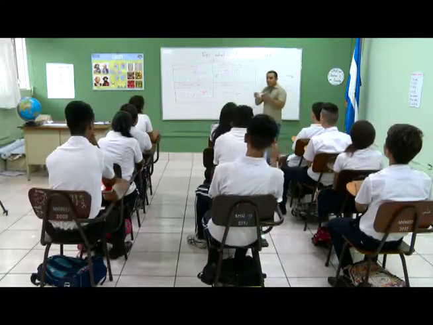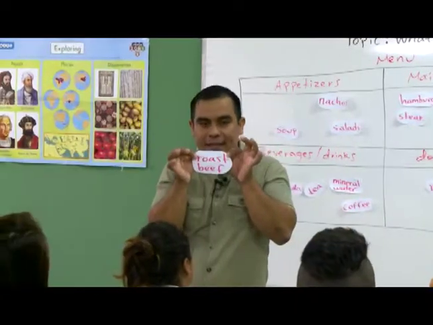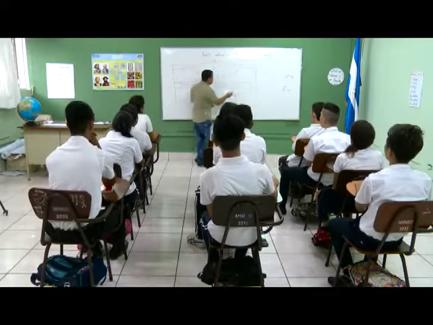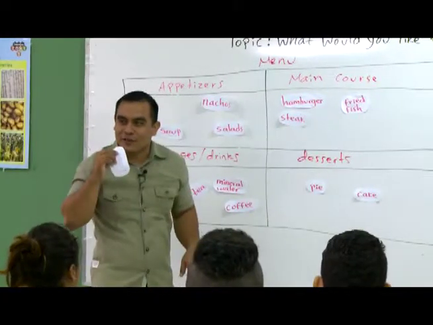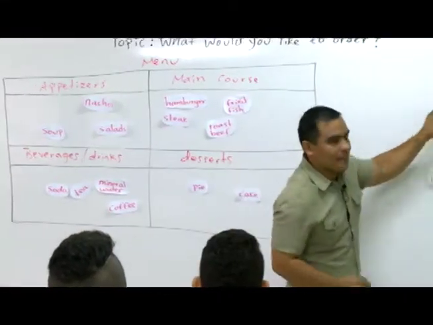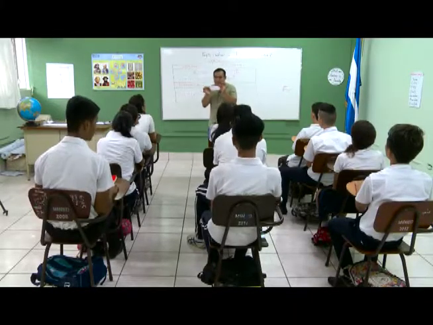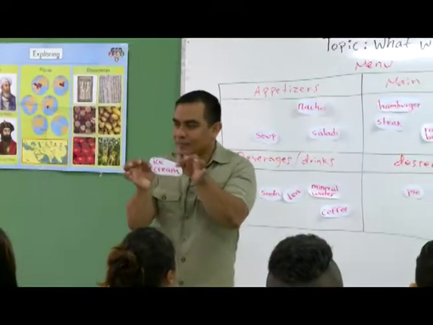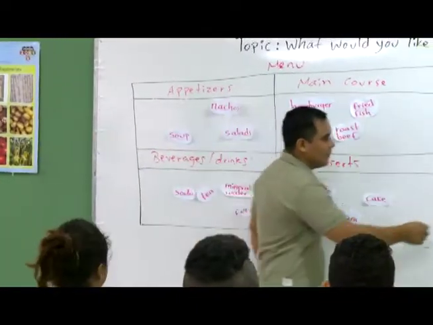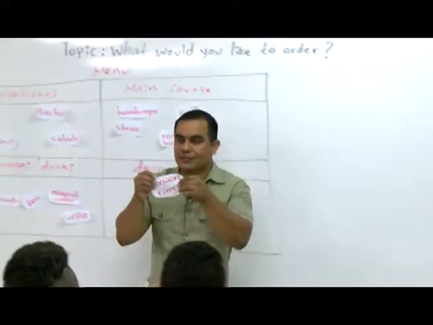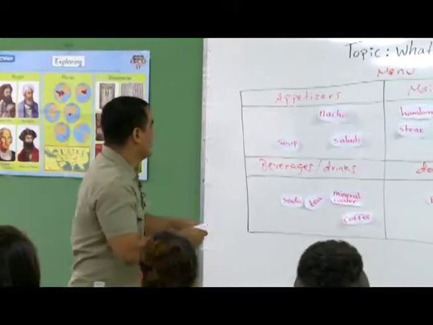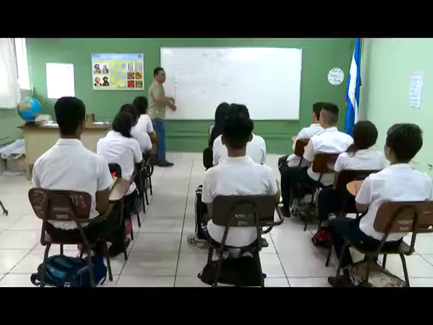Roast beef. What is this? Where do I put it? Okay, dessert. No. Don't confuse me, okay? This is main course. Ice cream. Okay, this is dessert. Onion rings. Appetizers. Okay, good. Appetizers.